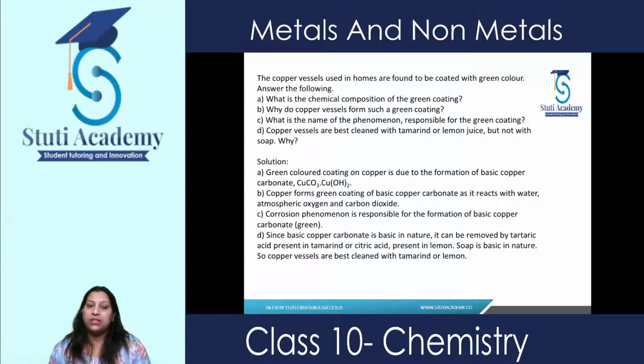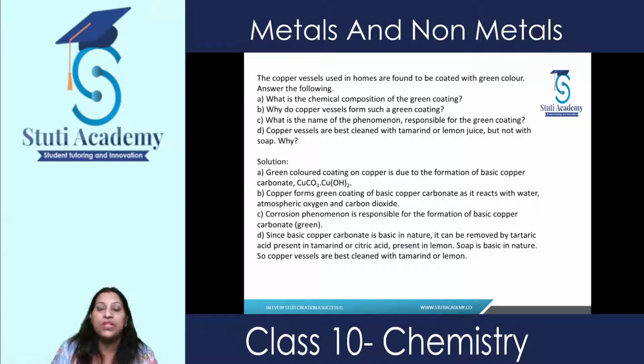Now on that basis, what is the chemical composition of the green coating? Why do copper vessels form such a green coating? What is the name of the phenomenon responsible for the green coating? And copper vessels are best cleaned with tamarind or lemon juice, but not with soap. Why? So these are the questions based on this observation. And first is the chemical composition of the green coating on copper.